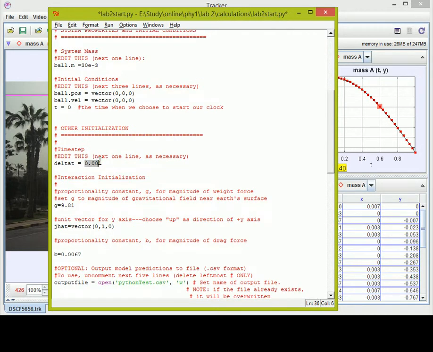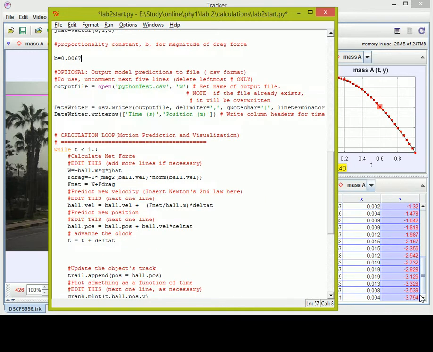Delta T should be small enough compared to 1 second, which is the whole period of motion. G stands for gravity. J hat tells the computer where the positive y-axis points. B is the drag coefficient. I'm gonna use this one later.